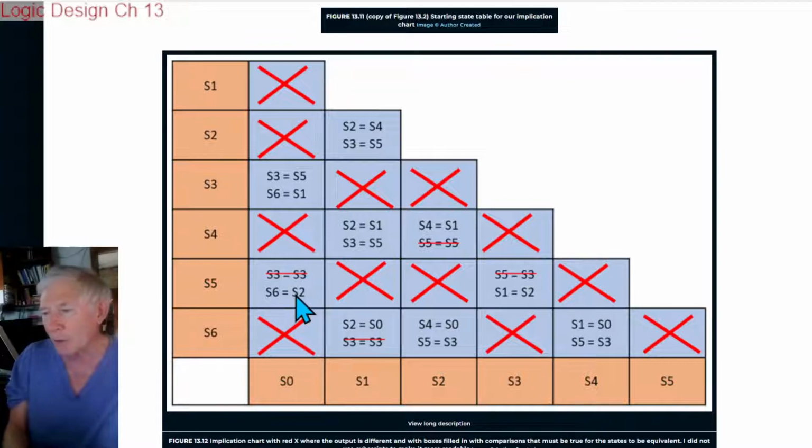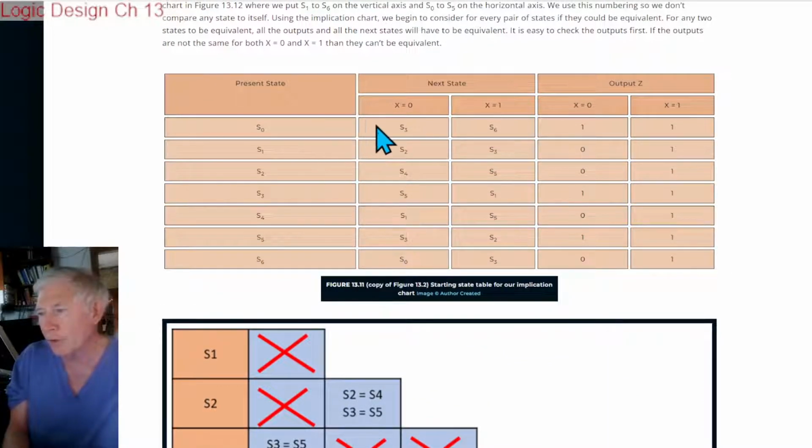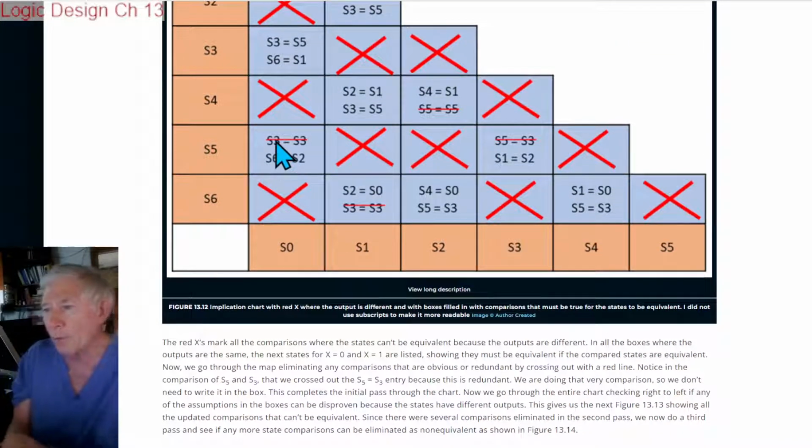S5 and S0 could also be the same. If that were true, so here's 0. So 3 and 3 would have to be the same. Well, that is true, right? And then 6 and 2 would have to be the same. All right, so we don't have to write S3 equals S3 because we know that's true, but S6 equals S2. So we just have one condition down here.